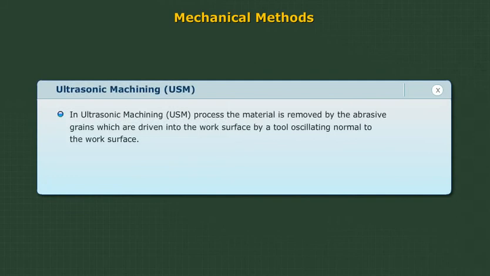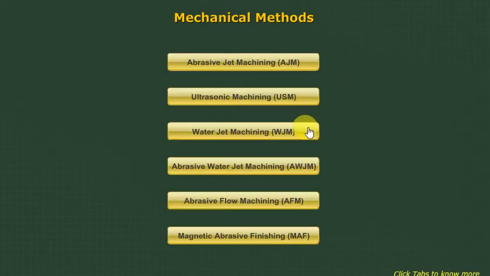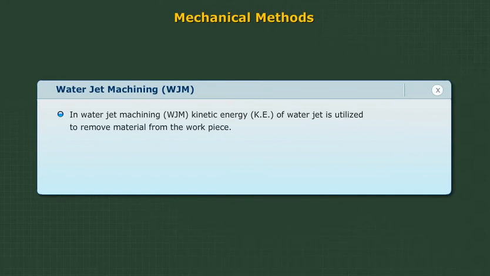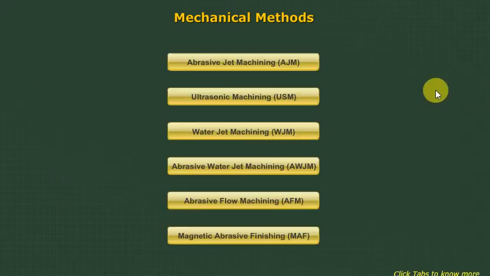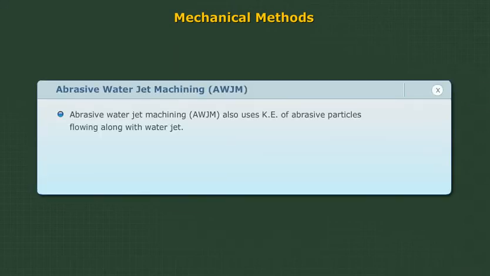In ultrasonic machining process, the material is removed by the abrasive grains, which are driven into the work surface by a tool oscillating normal to the work surface. In water jet machining, kinetic energy of water jet is utilized to remove material from the workpiece. Abrasive water jet machining also uses kinetic energy of abrasive materials flowing along with water jet.